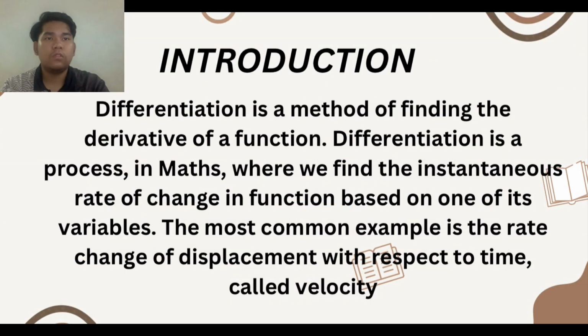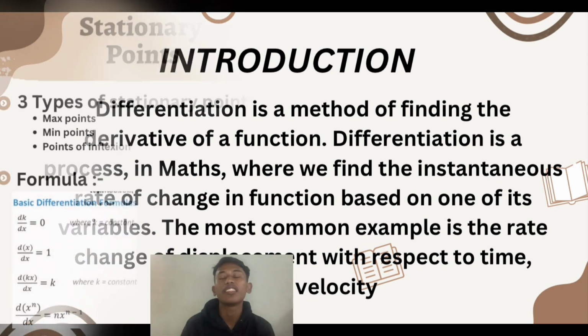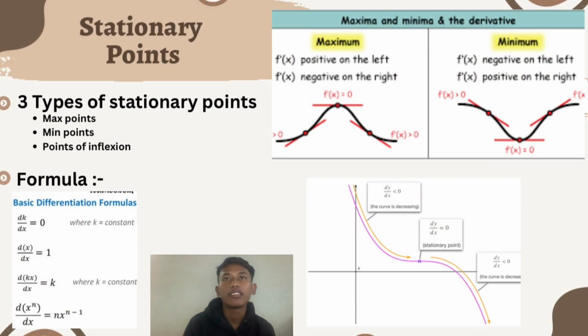Okay. So the introduction: differentiation is a method of finding the derivative of a function. Derivative is a process in math where we find the instantaneous rate of change in a function based on one of its variables. The most common example is the rate of change of displacement with respect to time, called velocity. Stationary point. There are 3 types: maximum point, minimum point and point of inflection.